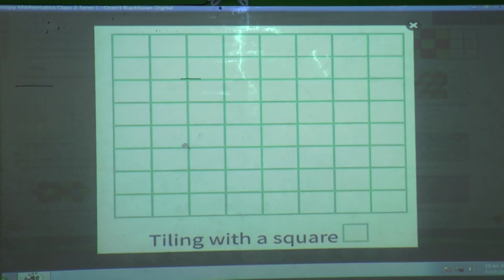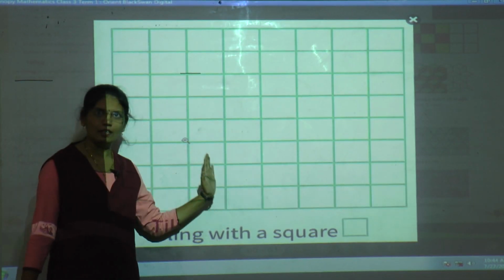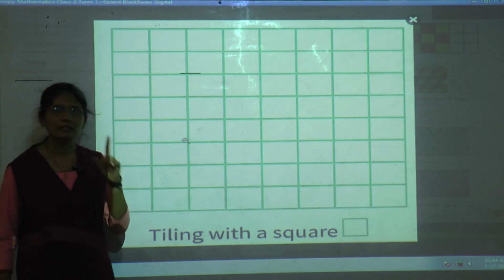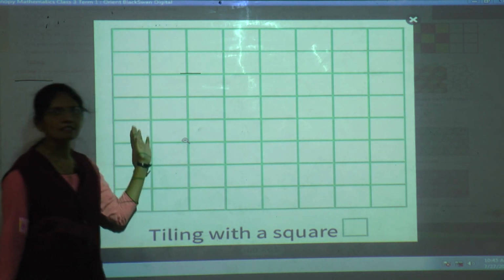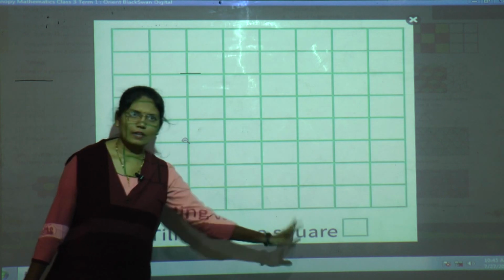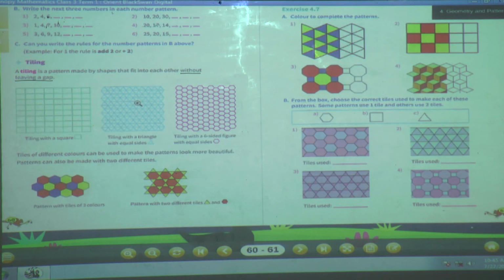Now see here. This is a tiling with a square. All are square only, and all squares are fitted with each other but without leaving gap. Here no gap is there. So this is called as tiling. This is a tiling with a square. Now I will show you another figure. In your textbook also you can see this.